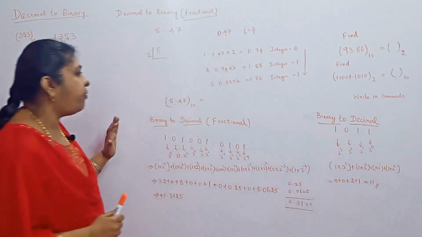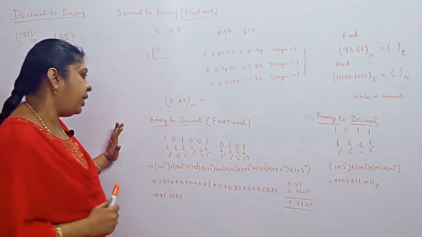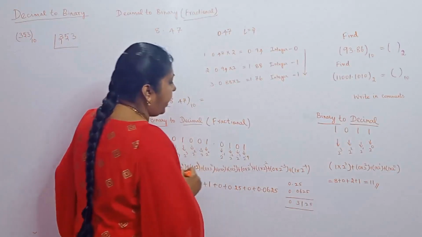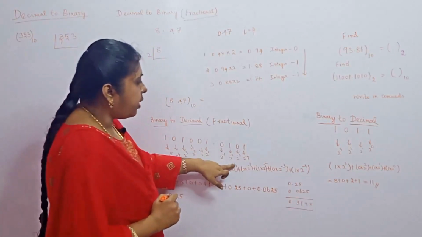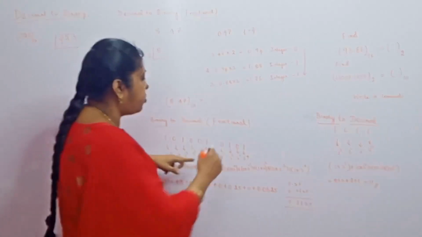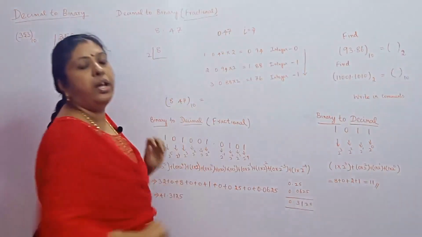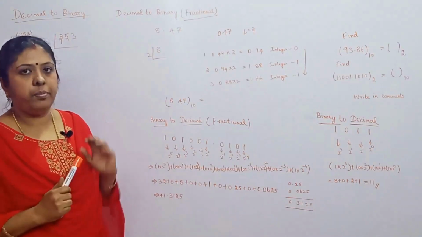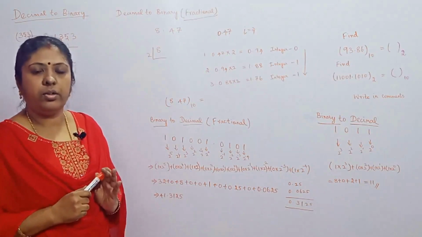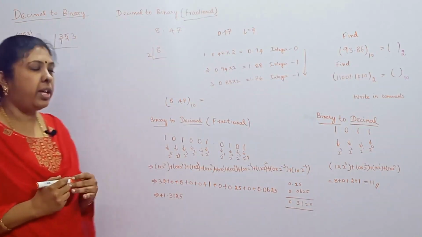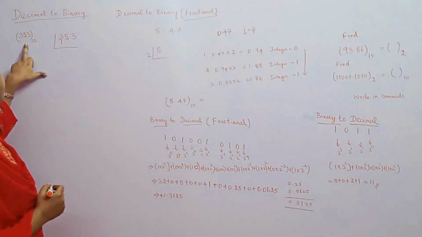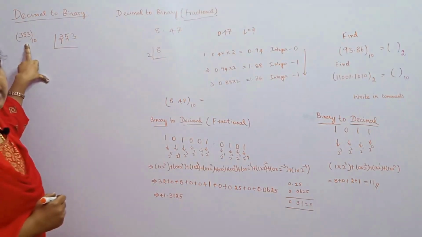Then how can we calculate the fractional part? In the fractional part, we have to calculate from left to right, and the powers are negative values. 2 power minus 1, 2 power minus 2, it keeps on increasing from the left to right side. These are all the methods we are going to see today. Okay, now first we have to solve the decimal to binary, the integer number, that is without fraction value.